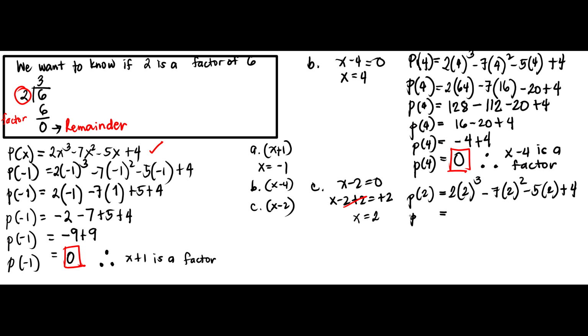So, 2 times 2 times 2. So, 2 times 2, 4. Times 2, 8. Then, 2 times 2, that is 4. 5 times 2, that's 10. Yan. Let's solve 2 times 8. This is 16. Negative 7 times 4, that's negative 28 minus 10 plus 4.